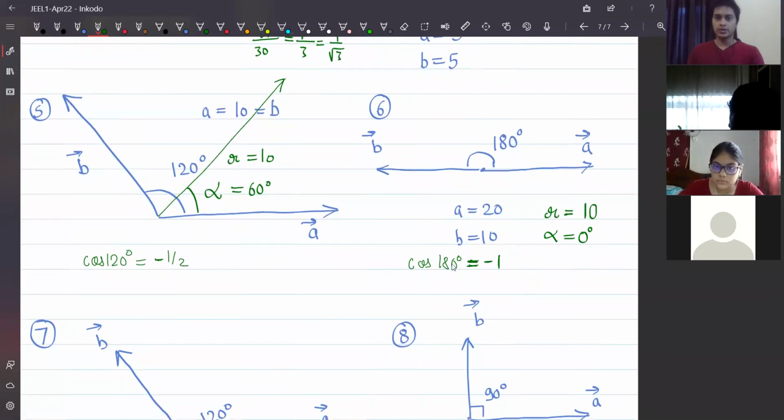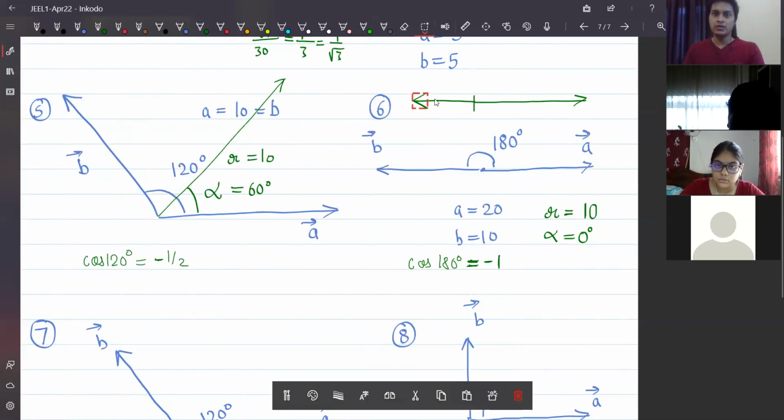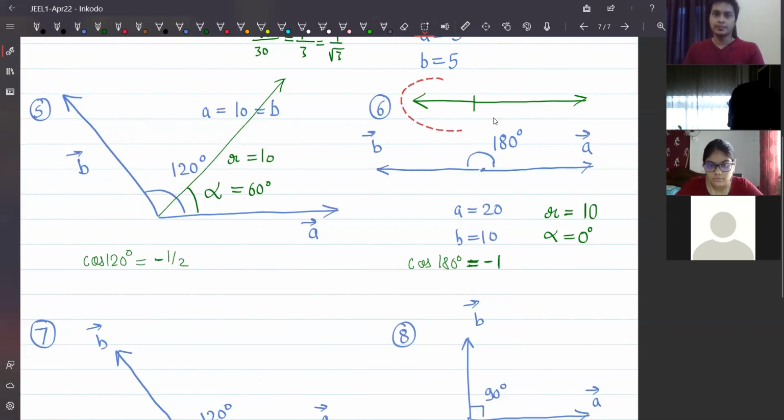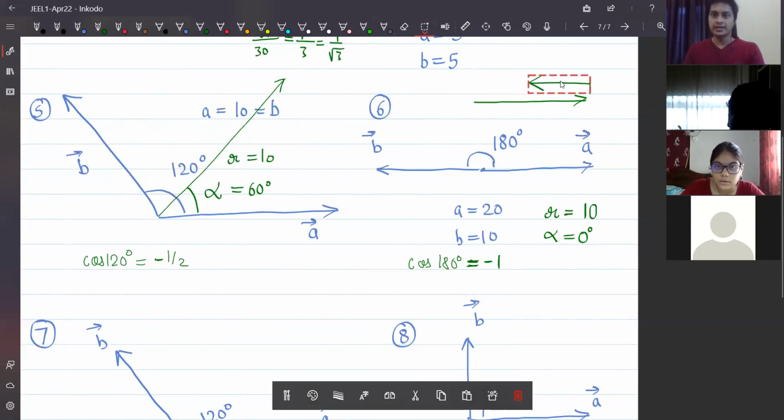Practice this on your own. Why minus 1? See, one vector is towards the right, another is towards the left. So to add them, everybody look here: one vector is towards the right, another vector is towards the left. To add them, you have to put the tail of this vector on the head of this vector.